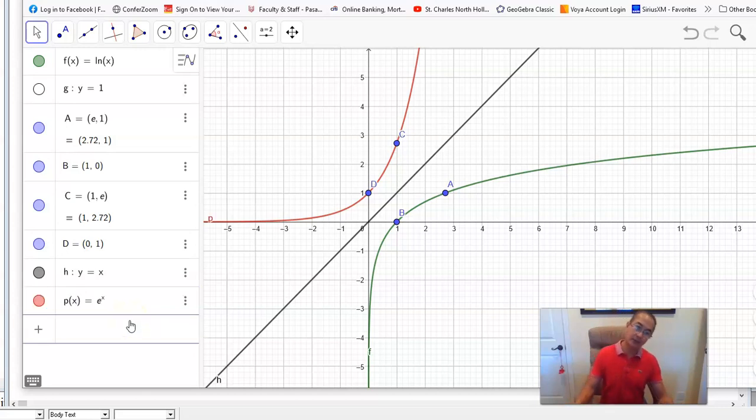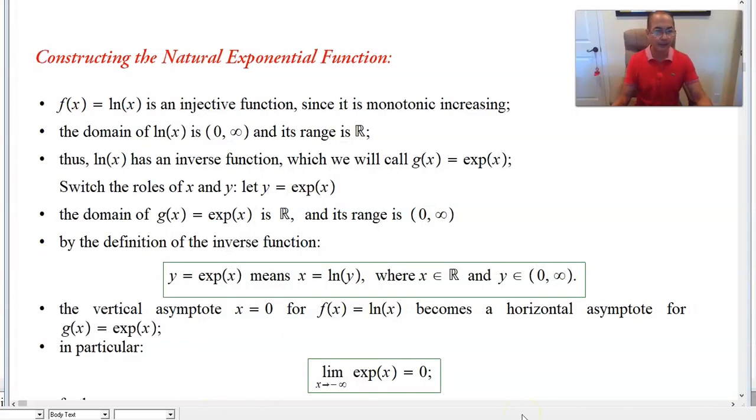Okay, so yes, we can check this inverse function is a perfect reflection of our original function, ln of x. All right, we said a lot of things in the last 5 minutes or so, so let's summarize them. We observed that the natural logarithm is injective because it is monotonic increasing. The domain of ln of x is 0 to infinity, and the range is all real numbers.